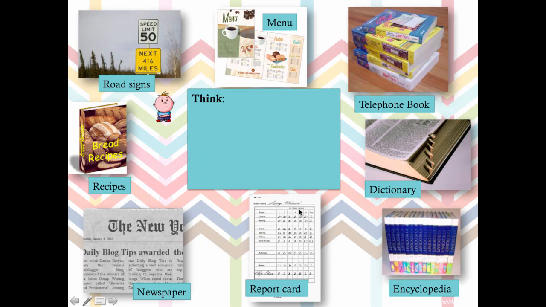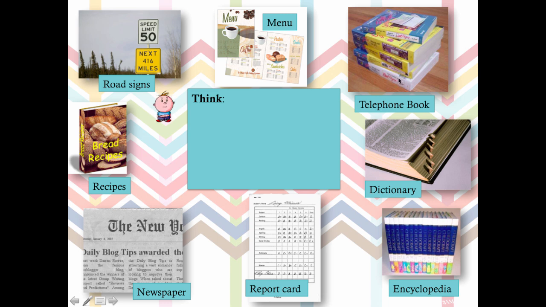All right, let's look at another type of text. We've got road signs with speed limits and maybe directions. We've got recipes, the newspaper, a report card, an encyclopedia. Those aren't as common anymore, but you can look up things in there. You could look up cats and you could have pages and pages and pages of information about all different kinds of cats. Dictionary, that's where we look up words to find their meaning.